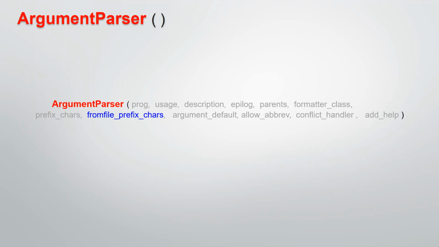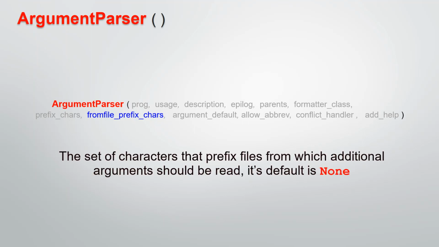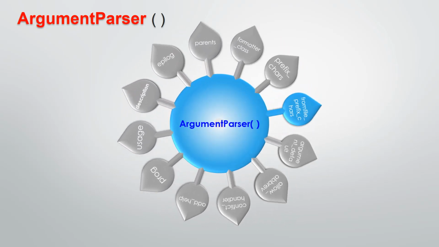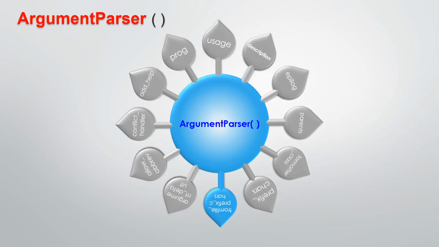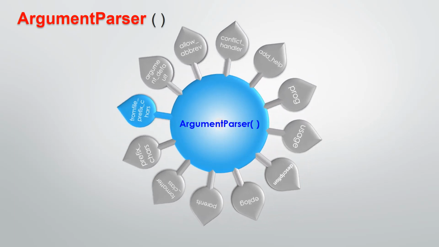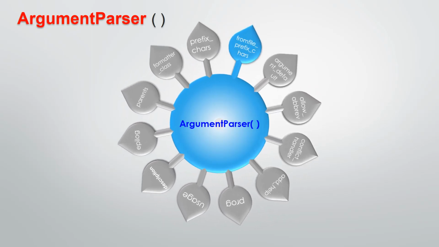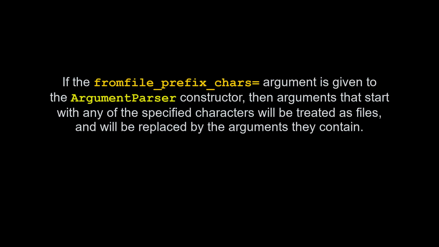fromfile_prefix_chars. The set of characters that prefix files from which additional arguments should be read. Its default is None. Sometimes, for example when dealing with a particularly long argument list, it may make sense to keep the list of arguments in a file rather than typing it out at the command line. If the fromfile_prefix_chars equal to argument is given to the ArgumentParser constructor, then arguments that start with any of the specified characters will be treated as files and will be replaced by the arguments they contain.